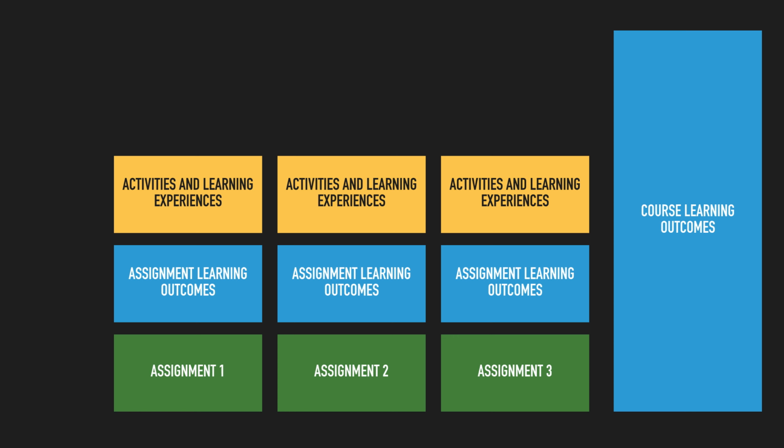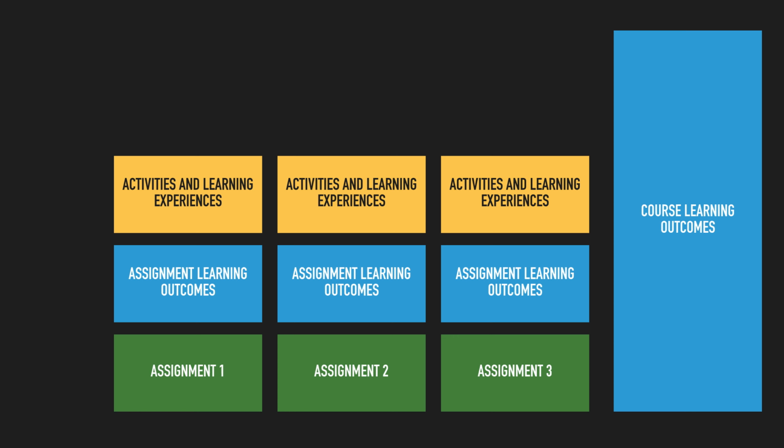So for each assignment, you think about what are the activities and experiences that students are going to do on the way toward that assignment. So let's say for our purposes here, each assignment is going to be a 4-week unit. So what are the students going to be doing for those 4 weeks? Activities and learning experiences could include discussion boards. They could include peer review. They could include writing a draft. They could include writing an outline. Any of the various step-by-step pieces that you want them to do as they build toward that final assignment.